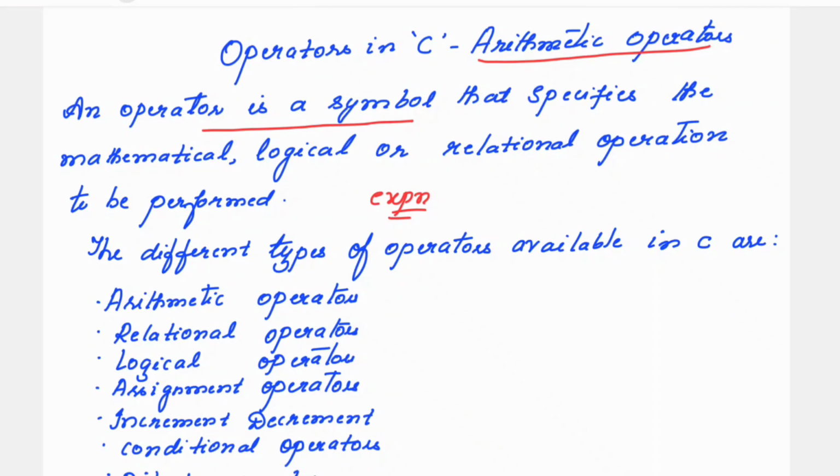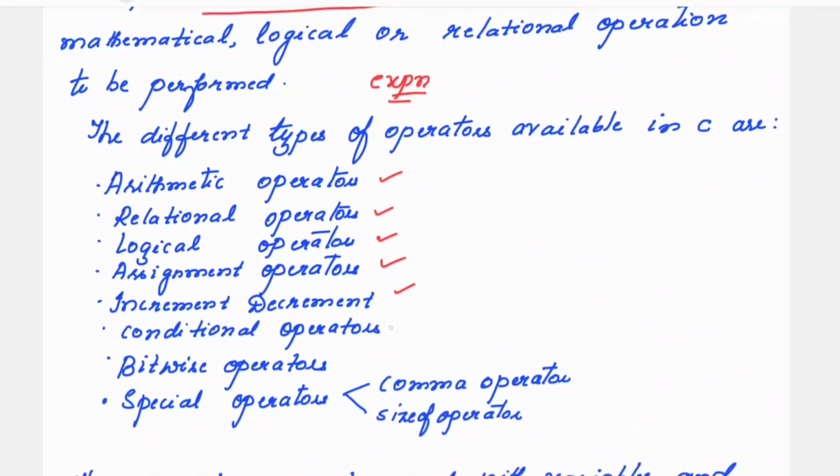Different types of operators that are available in C language: arithmetic, relational, logical, assignment, increment, decrement operators, conditional operators, bitwise operators, and you have the last category as the special operators. Under the category special operators, you have two operators here. One is the comma operator and the other one is the sizeof operator.